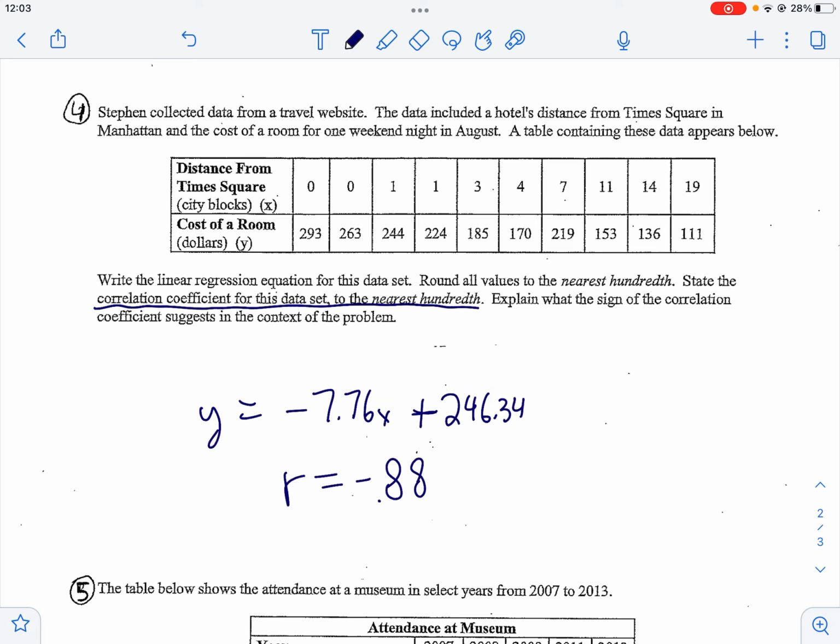All right, so let's talk about correlation coefficients. They can go from negative 1 to positive 1. If the number is 0, there's no correlation. Close to negative 1 is a strong negative. Close to positive 1 is a strong positive. So in this situation, we know we have a strong negative correlation.